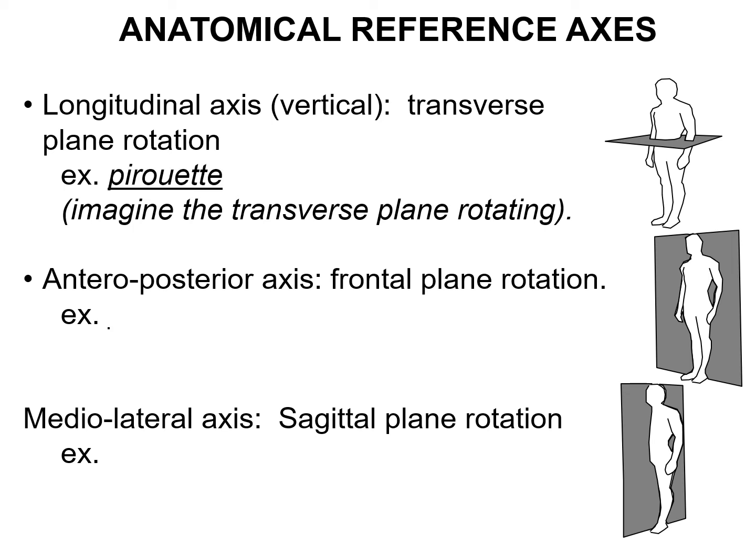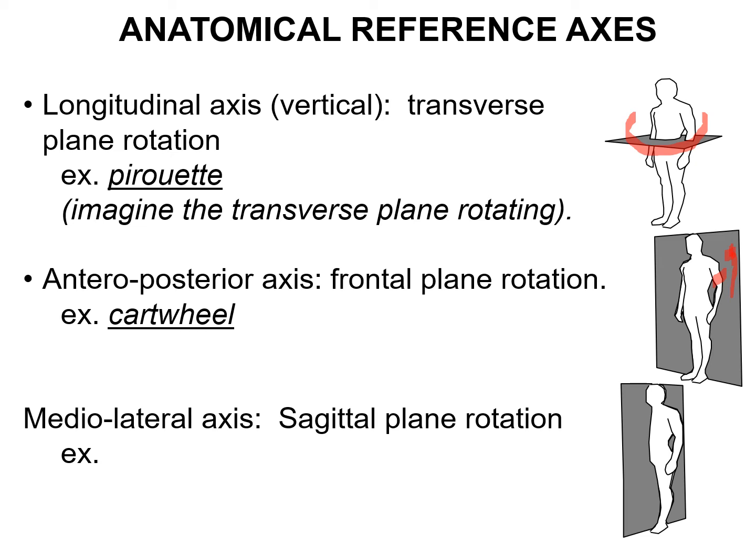So an example of this is a pirouette. If this person is spinning in a circle, okay, they are doing this pirouette within the transverse plane and around the vertical axis. For our frontal plane, we have the anterior-posterior axis, okay? If you're doing a cartwheel or you're doing your jumping jacks, your limbs and body are moving within the frontal plane, but around the anterior-posterior axis.